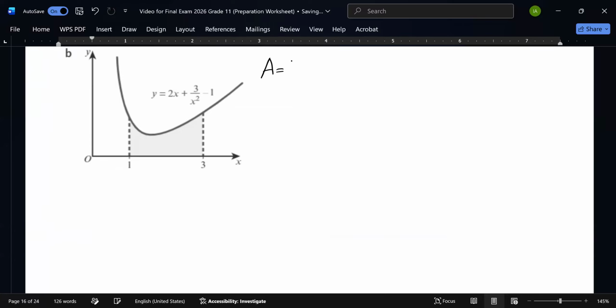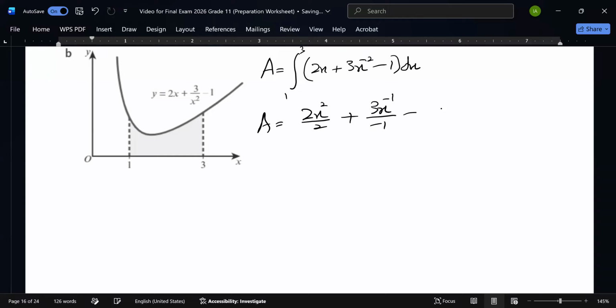In this, we integrate the curve with limits 1 and 3, and we have 2x plus 3x power minus 2. As you know, we must have variables in the numerator. That's why it's in the numerator. All the integrations are the same. So 2x squared over 2 plus 3x power minus 1 over minus 1, and this is x power 0 plus 1 divided by 0 plus 1. I repeat, no constant c.